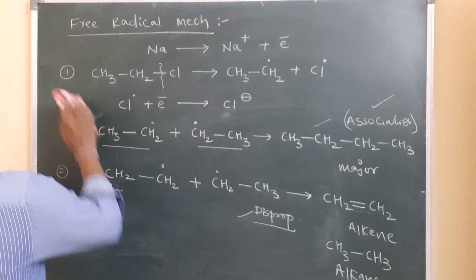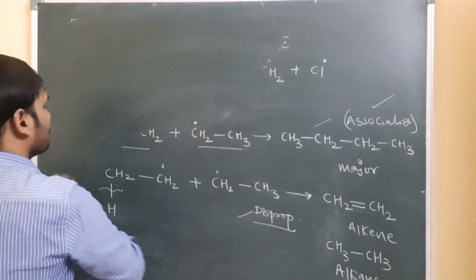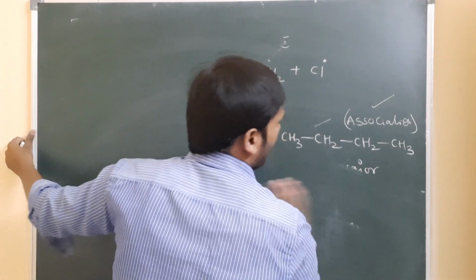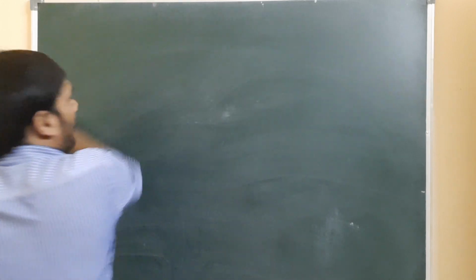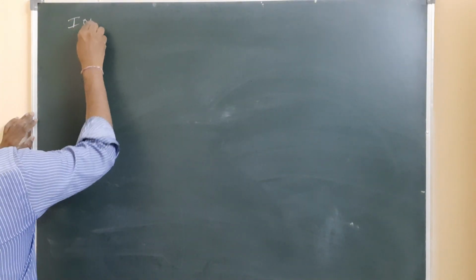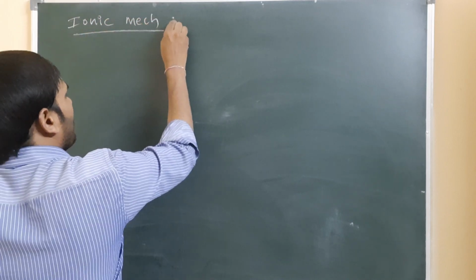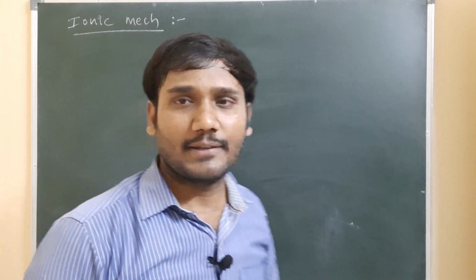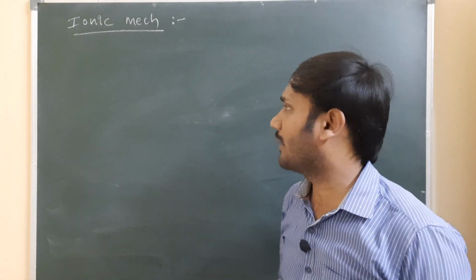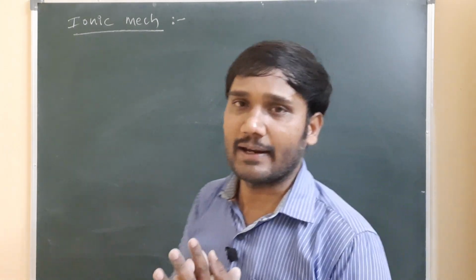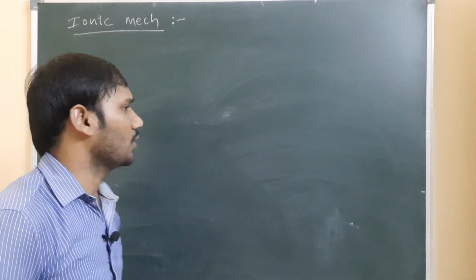The next one is the ionic mechanism. By the ionic mechanism, we can prepare alkanes. How alkanes are prepared from alkyl halides in the Wurtz reaction will be discussed.